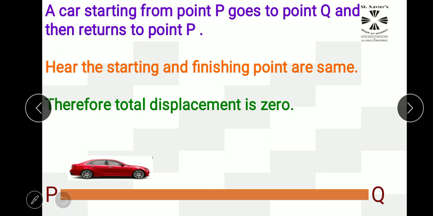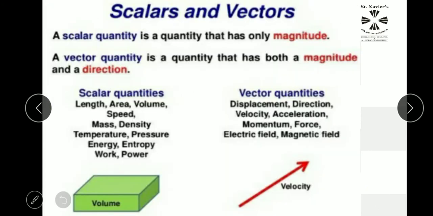Therefore, the total displacement will be 0. Whenever the starting and finishing points are the same, the displacement is 0, and distance will be equal to the length of PQ plus the length of QP, that is 2PQ. The length 2PQ will be the total distance, students. So let's move ahead. Again, you got the example of displacement: displacement is 0 when starting and finishing point is the same.